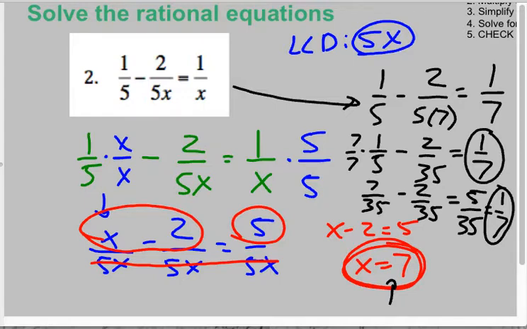Get a common denominator. Once you get that common denominator, you can cancel it out and just solve the equation that is in the numerator right here. And this is just one way to do it, okay? But this is the way I'm going to show you how to do it.